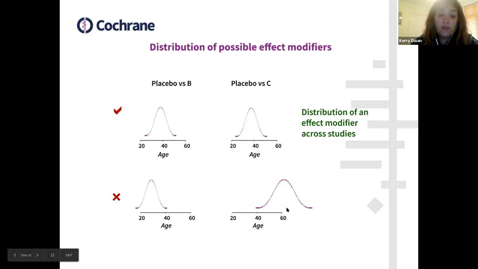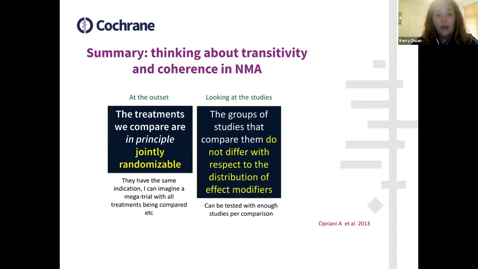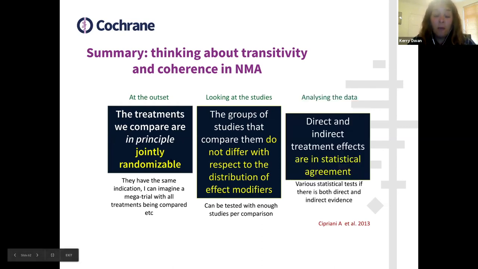However, in the bottom row, you can see that actually in placebo versus B, the participants are quite a lot younger than those in placebo versus C. So it might not make sense to combine these in a network meta-analysis. So it's just important that when you're reading through a network meta-analysis that the authors have taken this into account, so that the results of the network meta-analysis make sense and are not misleading.